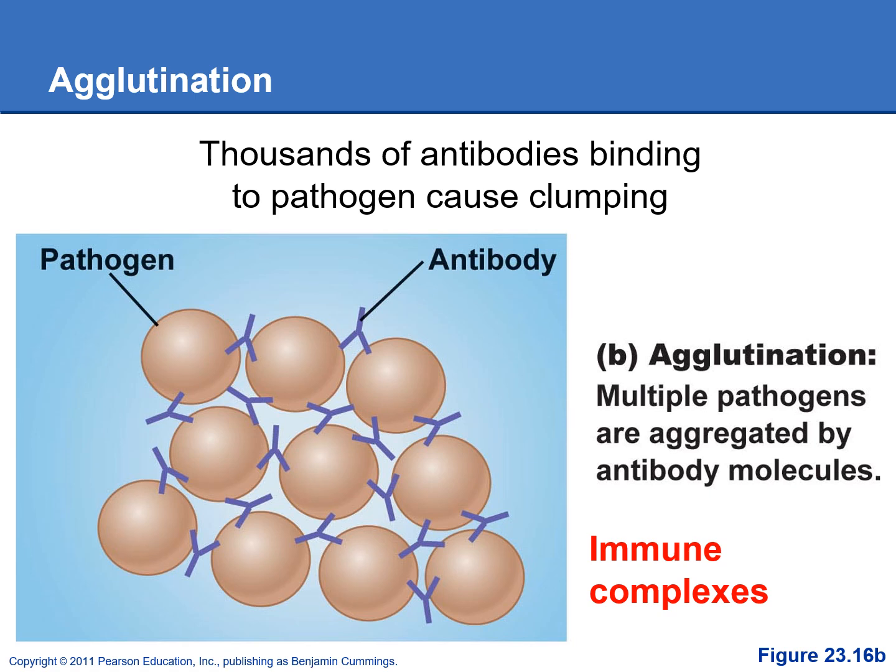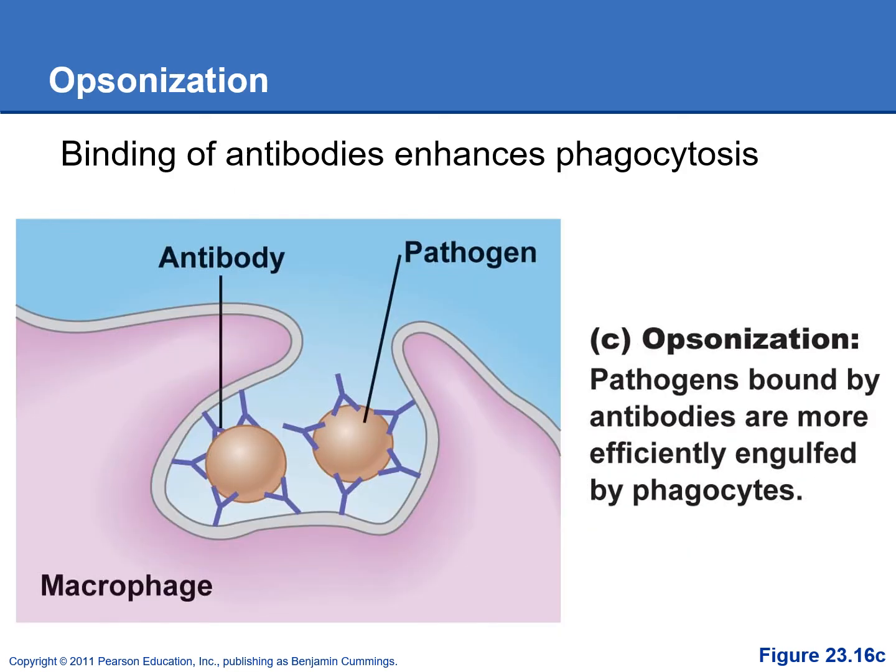Agglutination, agglutinate means to clump, and this is when the antibodies bind to a bunch of pathogens. And remember the antibodies, because they've got 2 tips on their Ys, they can actually bind to 2 of the antigens at the same time. And so they end up in this big clump. When we have the antibody bound to its antigen, that's called an immune complex. And this is a big red flag for the other white blood cells to come over and get rid of this.